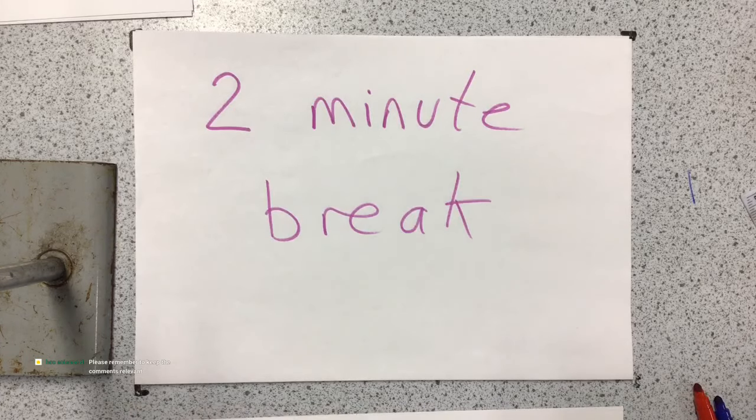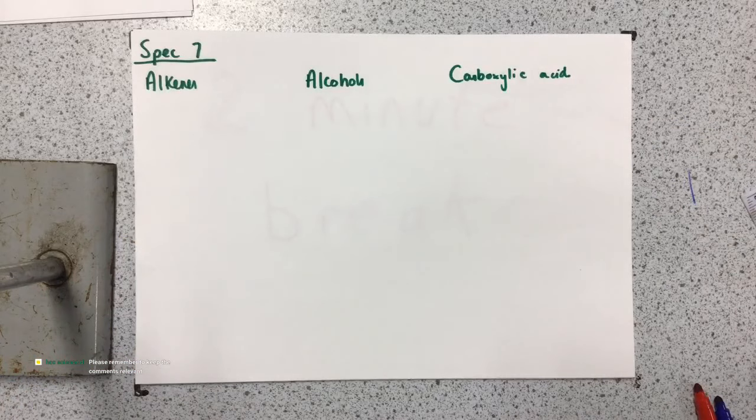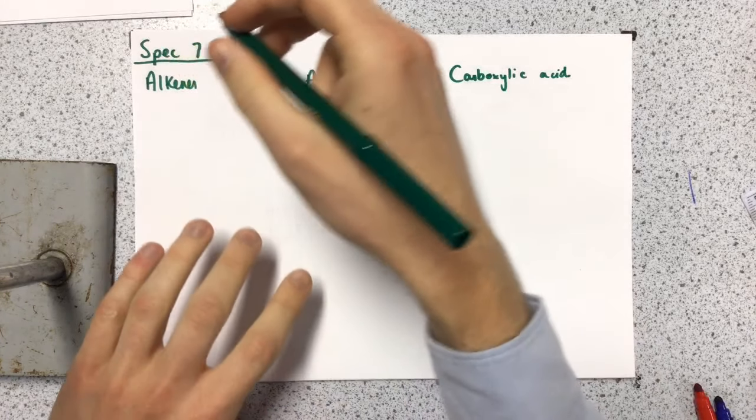Okay, back with me. I'm going to take you through the separates content for paper 2. There isn't a great deal, to be honest. I'll start with spec 7. There isn't any for spec 6. Straight in with alkenes. We're going to look at all the functional groups that you need to know for spec 7. So first one being alkenes.